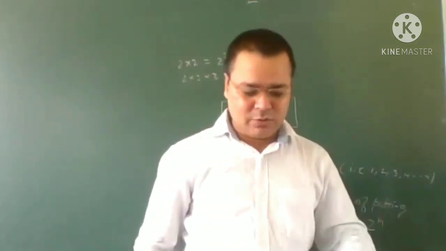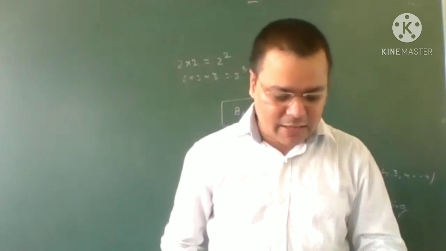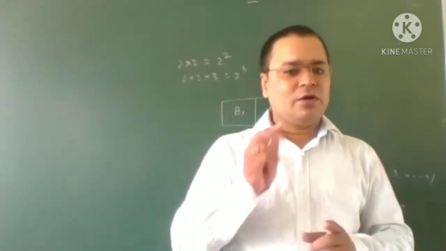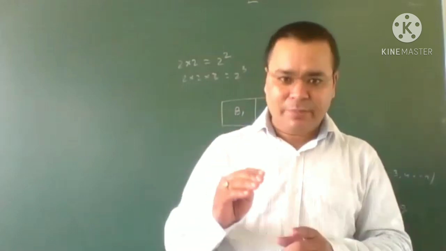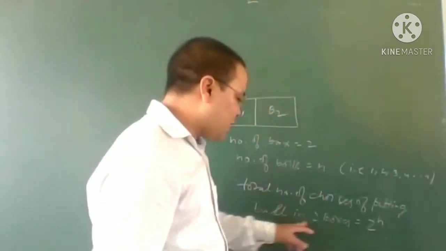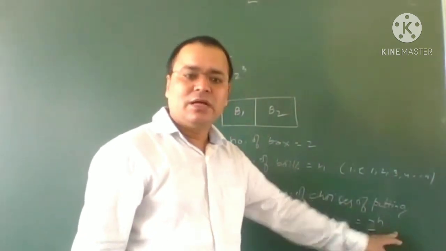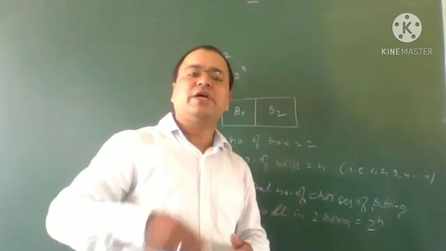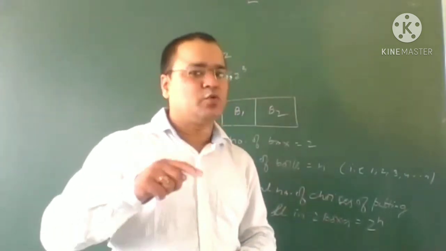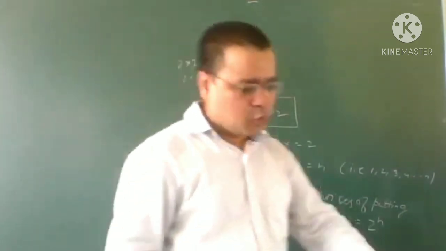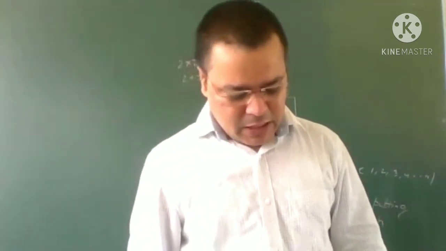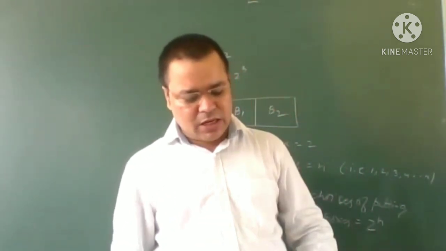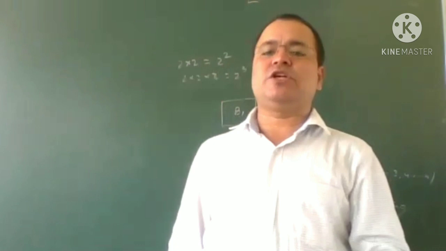But according to the situation of the question, it is given that no box should remain empty, means no one box should be empty. It means if the total number of ways is 2 to the power n, then according to the question, the answer will be 2 raised to the power n minus these two conditions, 2 raised to the power n minus 2. Therefore, the number of ways of putting n distinct balls in two different boxes so that no box remains empty is 2 raised to the power n minus 2.